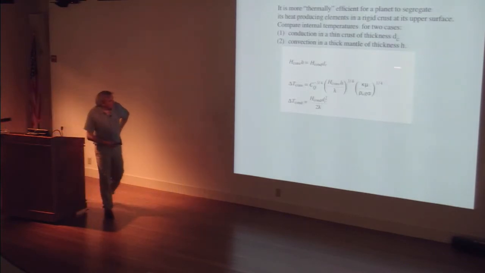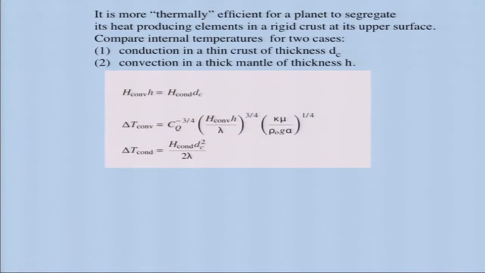Now we can scale this. Delta T convection is, there's a bunch of parameters there. That's a constant. That's your heat production. H is thickness of the mantle, thermal conductivity, thermal diffusivity, viscosity, density, gravity, coefficient of thermal expansion. That's one of the scaling laws you've been subjected to over the last weeks or so. And that's the same for conduction. That's the conduction, heat production. Remember the same amount. DC is thickness of the crust, lambda thermal diffusivity.